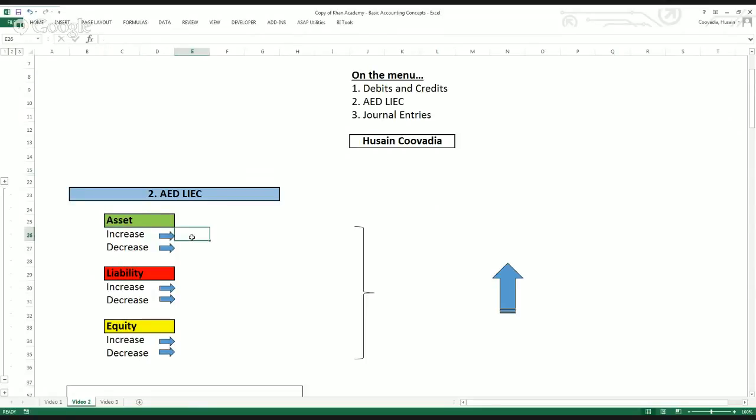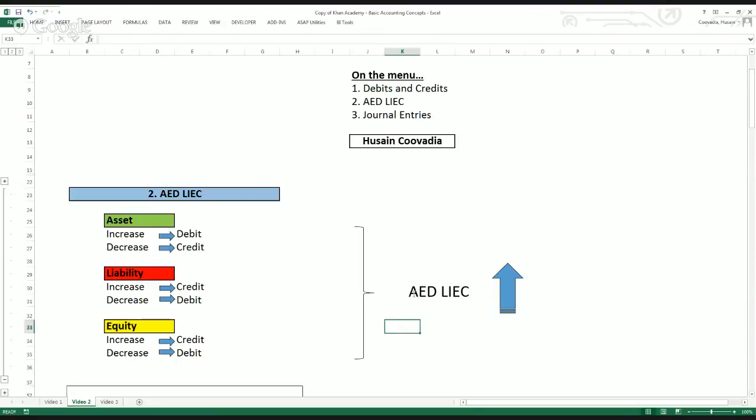So if we look at an asset, assets increase on the debit side and decrease on the credit side. Liabilities, on the other hand, increase on the credit side, decrease on the debit side. Equity increases on the credit side and decreases on the debit side. I like to remember this with a small acronym that I've put. It's called ADLIC, A-E-D-L-I-E-C, and that's our heading over there.